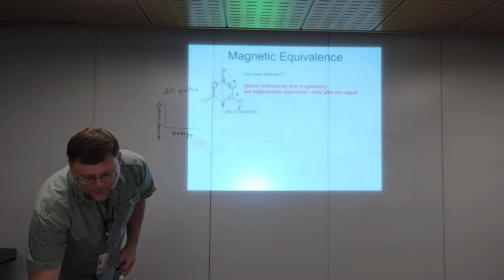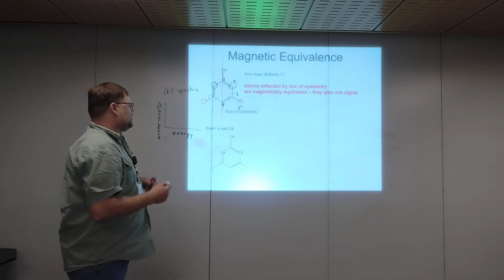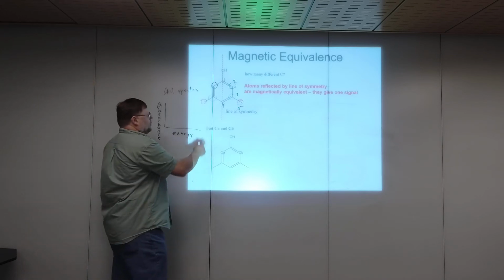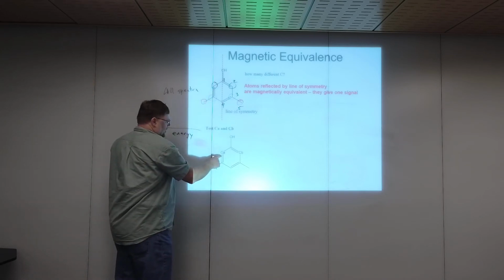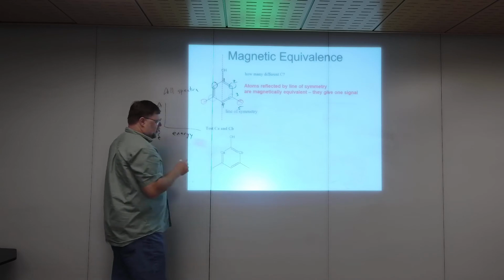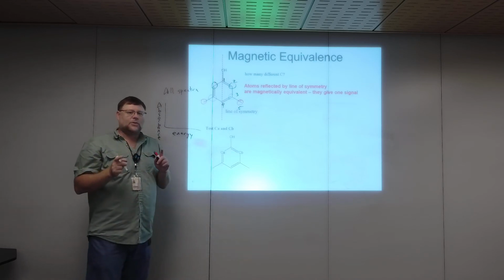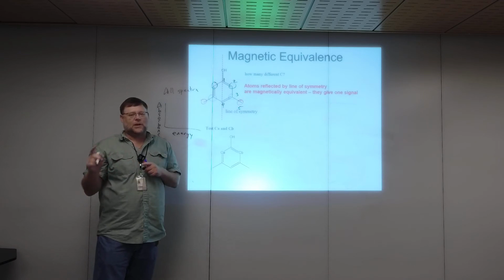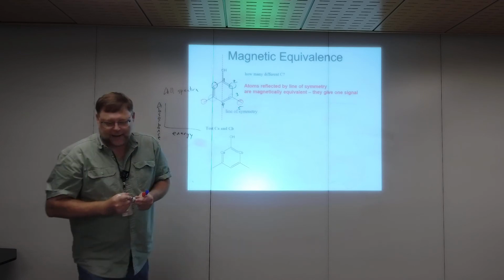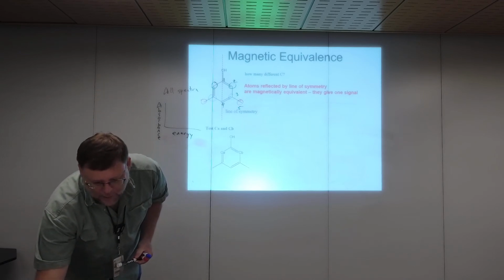The other way to do this is not to use the line of symmetry, but to do what's called a replacement test. So, let's look at the two black circled carbons, Ca and Cb. What you do is you replace Ca with X, then you replace Cb with X, and you ask yourself if they're the same molecule or not.